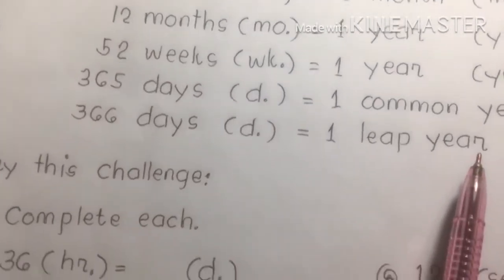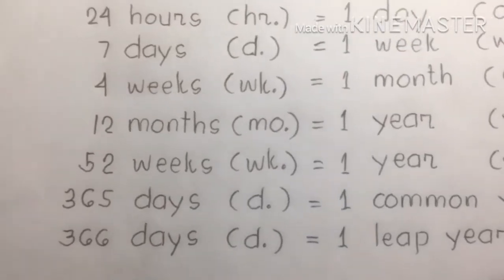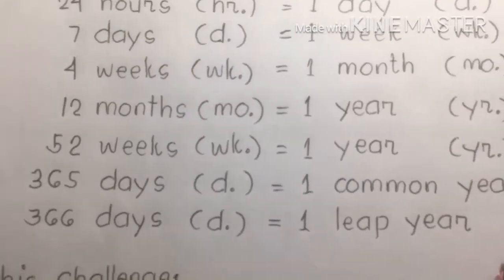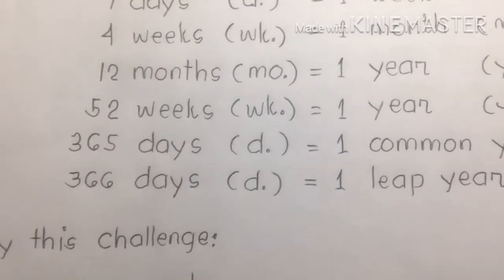So for example, February has 28 days, or 29 like that in a leap year. Okay, let's proceed to our motivation process or exercises.